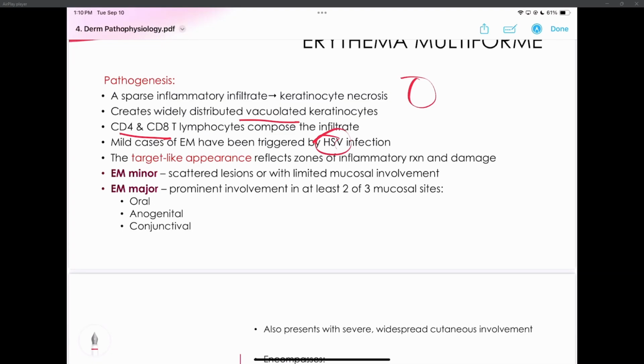There are two different forms of erythema multiforme. You have a minor type and a major. The minor, scattered lesions, limited mucosal involvement. Then they have the erythema multiforme major. And this is prominent involvement of at least two mucosal sites, oral, anogenital, or conjunctival. So your eyes, the inside of your eyes is mucosal membrane. If you have two of the three of these areas involved, then it's called erythema multiforme major.